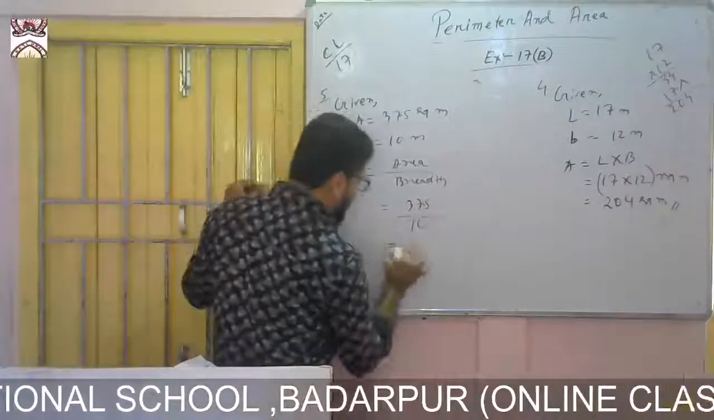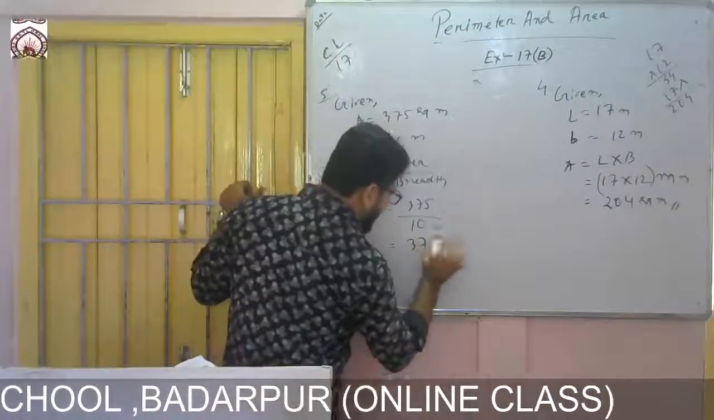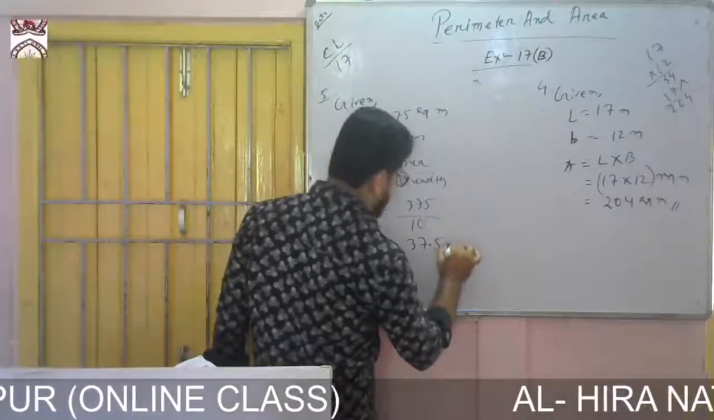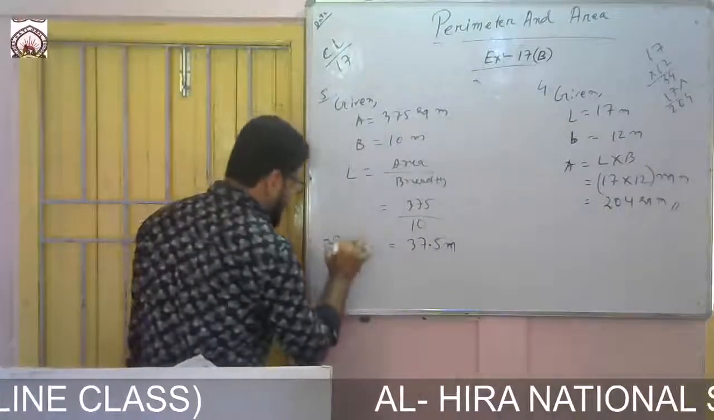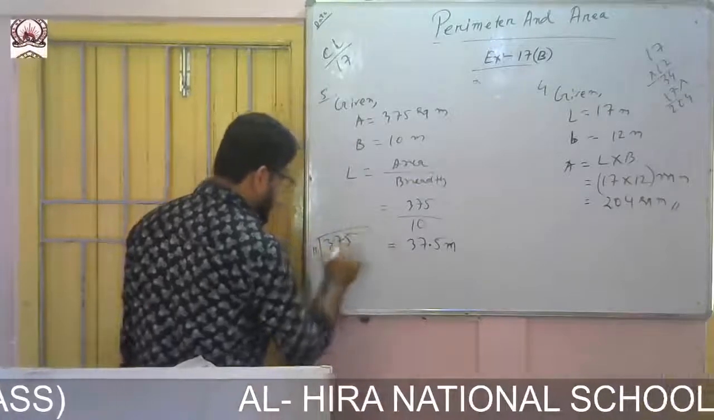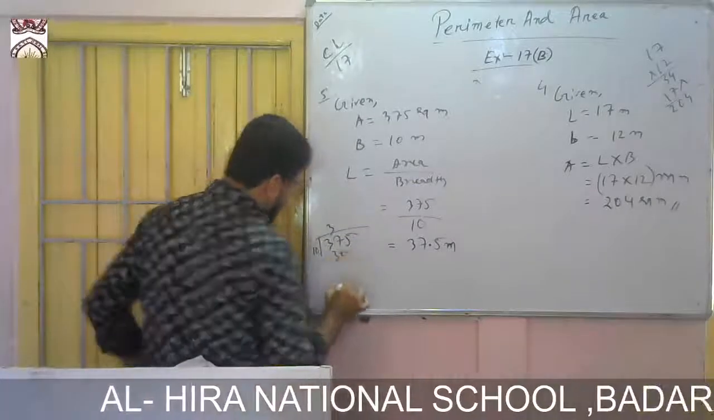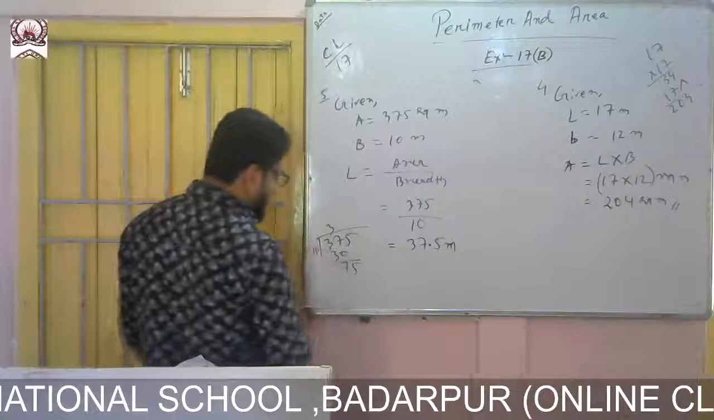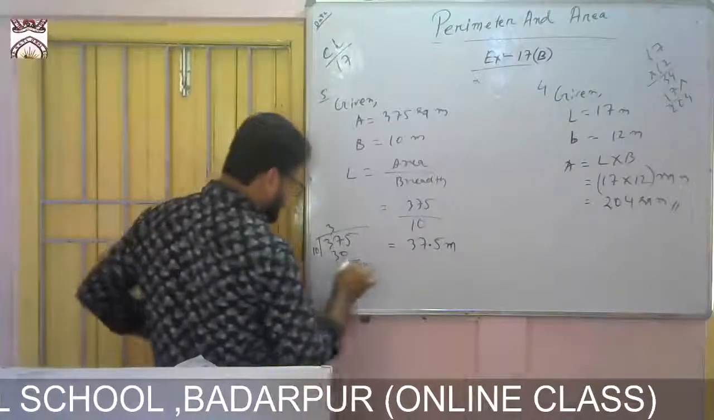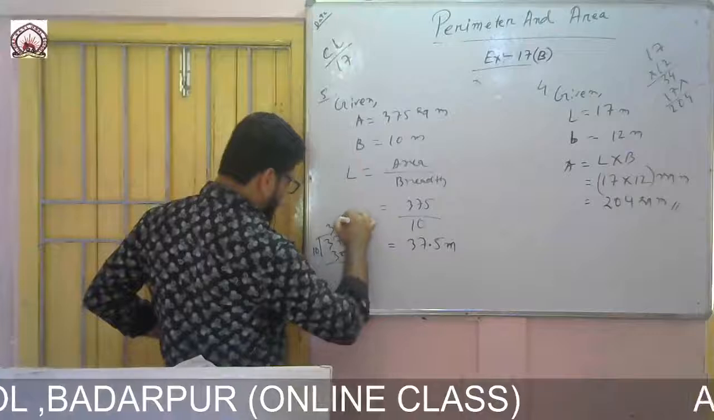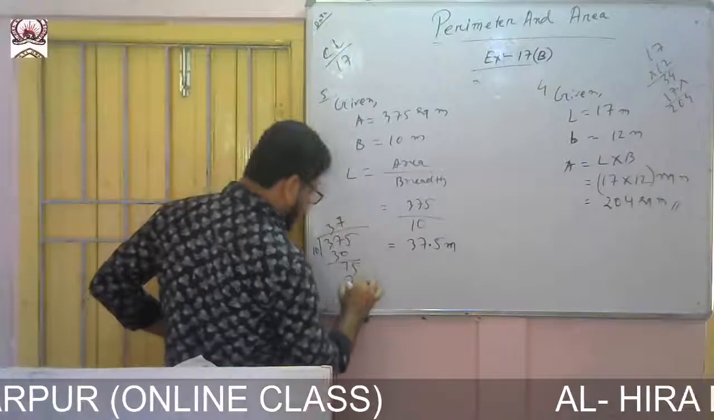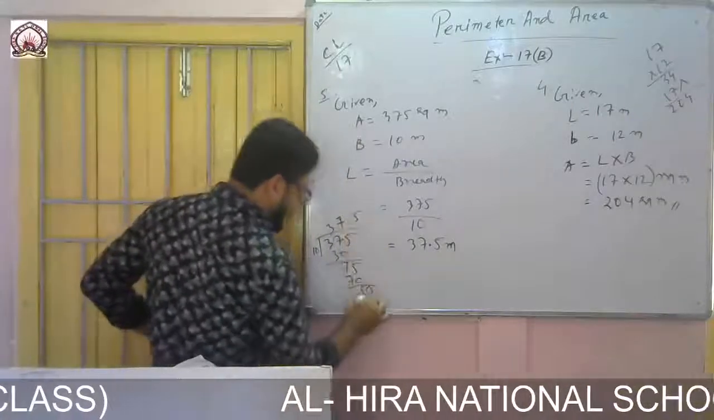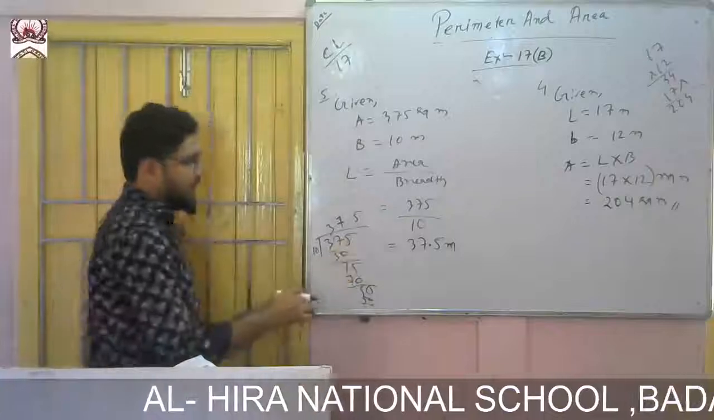If you divide by 10, how much will you get? Just 1 point will come here. It will be 37.5. Meter will come. How? You divide 375 by 10. 10 3s are 30. Then remains 7. It will not go, so take 75. Then 10 7s are 70. Remains 5. Give 1 point, take 0. Then 10 5s are 50. So like this, 37.5 meter will come.